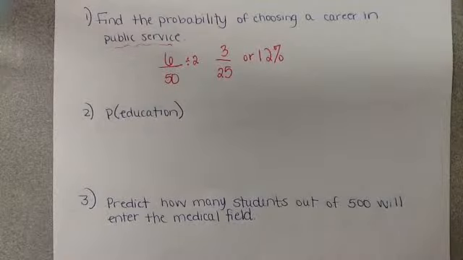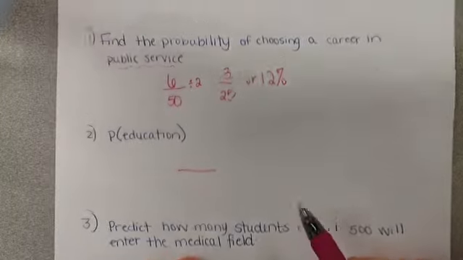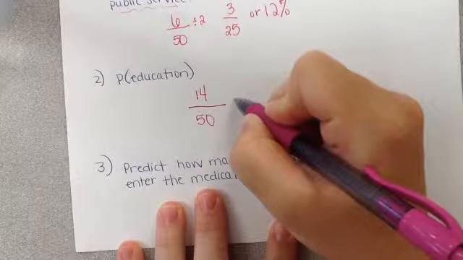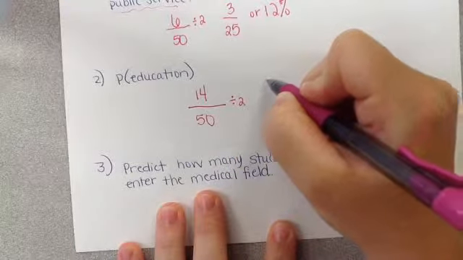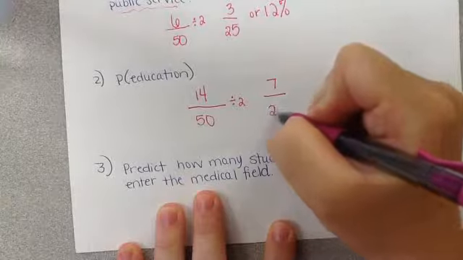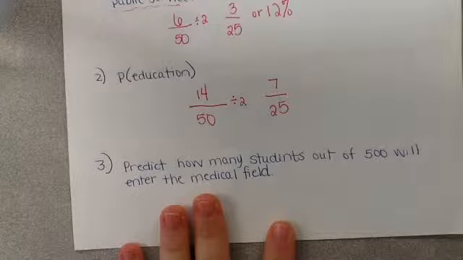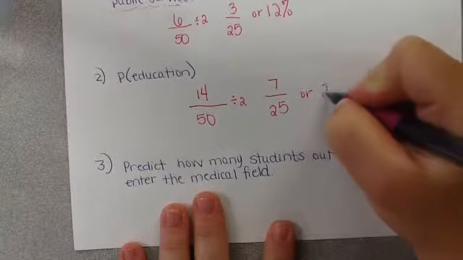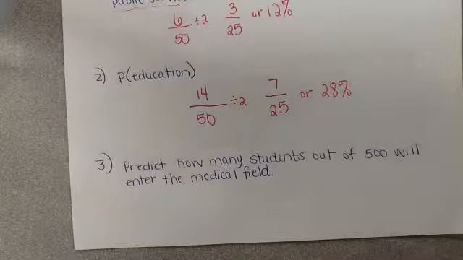Let's see how you did. Probability is a fraction. What did you put on top? Education is 14 out of how many total? There were 50. And what did you do next? Divide by 2 and we get 7 over 25. How did you change this to a percent? Top divide bottom, and our percentage was 28%. You have a 28% chance of choosing a career in education.